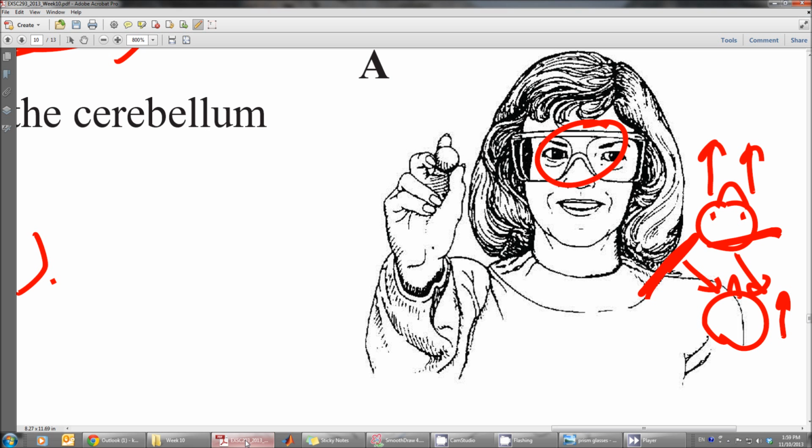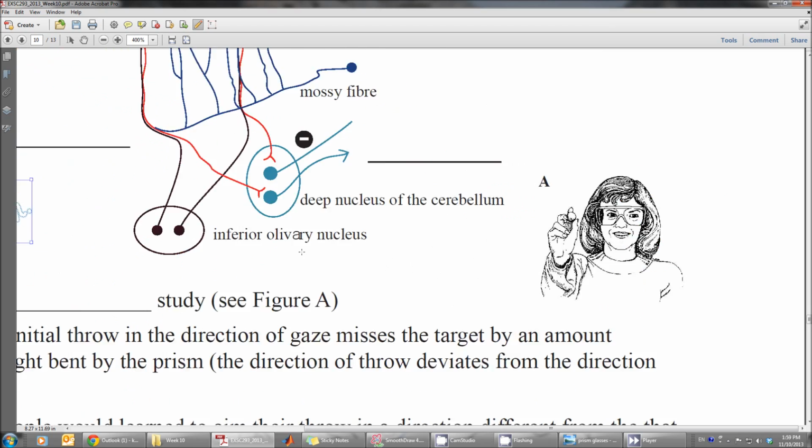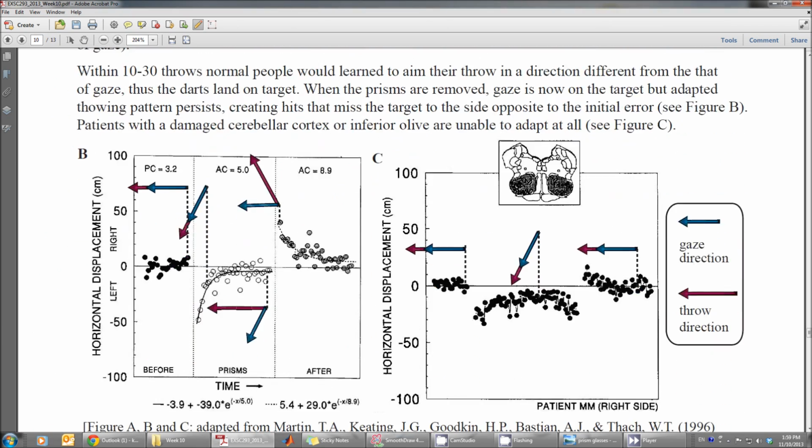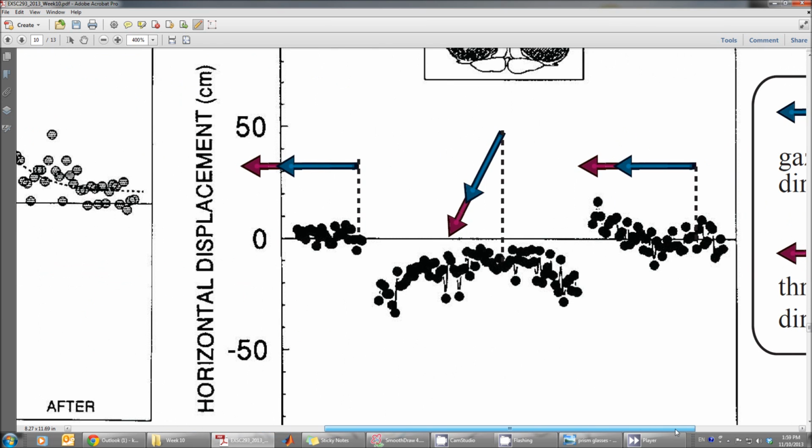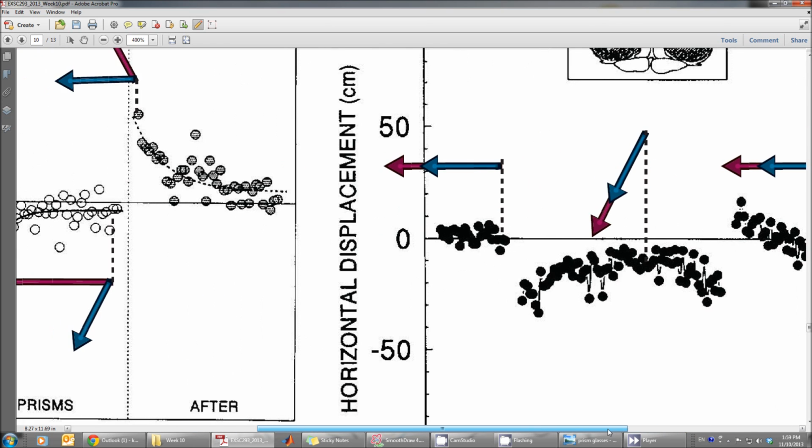So this example is just tilting the light sideways, not in the picture that I just showed you. This study looked at throwing little balls at the target. And for normal people, when they first wear the prism glasses, let's have a look at the graphs first. On the left-hand side is the normal population. On the right-hand side are the patients with inferior olivary nucleus damage.